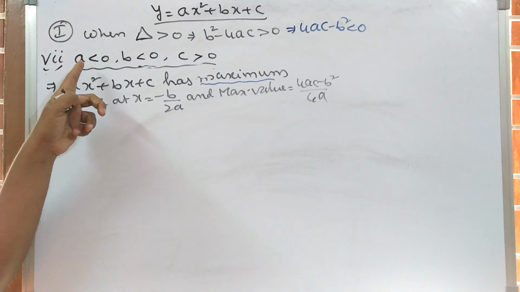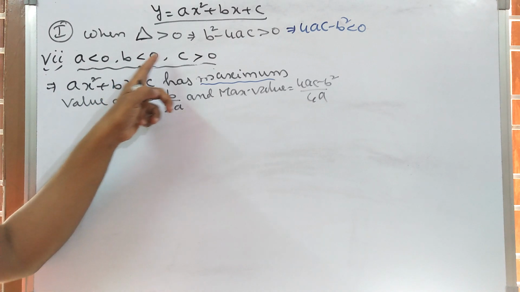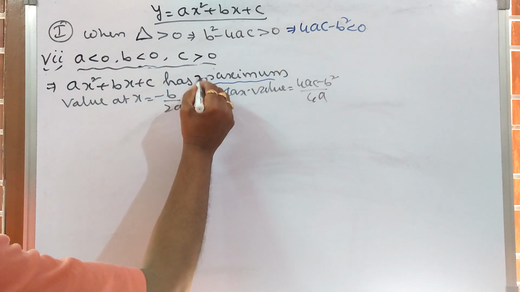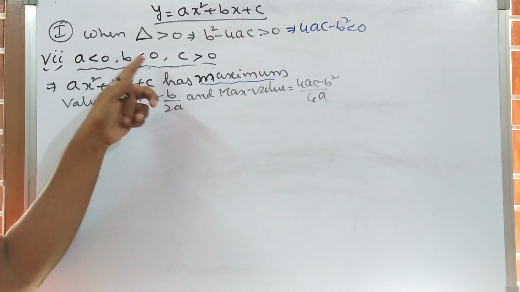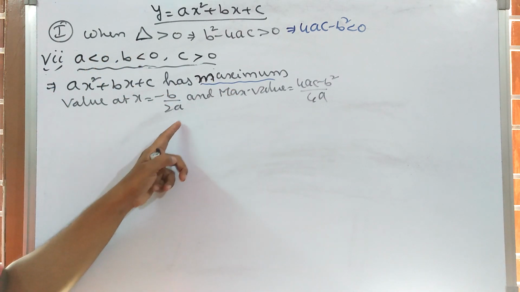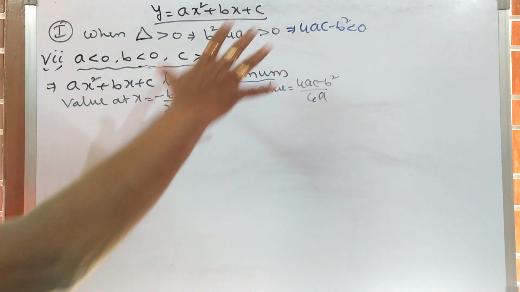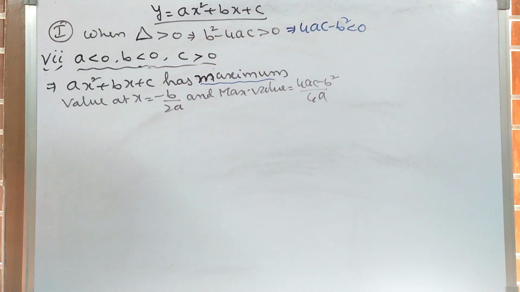So seventh case, a less than 0, b less than 0, c greater than 0. So ax square plus bx plus c has a maximum value. Why? Because a is less than 0, at x is equal to minus b by 2a, and the maximum value is equal to 4ac minus b square by 4a. That means maximum value means again the parabola is a downward parabola.